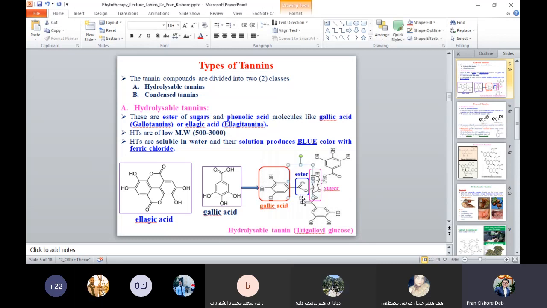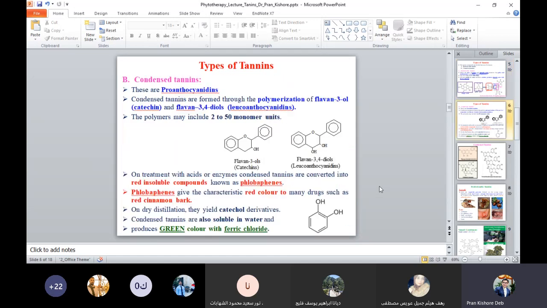I have given only one example. I have highlighted only one ester bond, but similarly there are three. One here at the top, one at the bottom. So three gallic acids attached to one sugar by three ester bonds. It is a triester of gallic acid. Okay. Clear. So next one is condensed tannins.